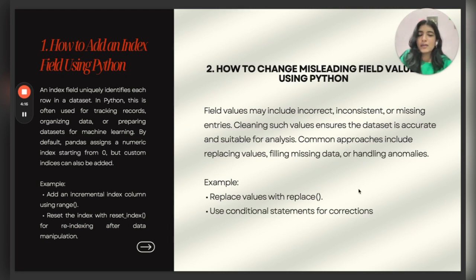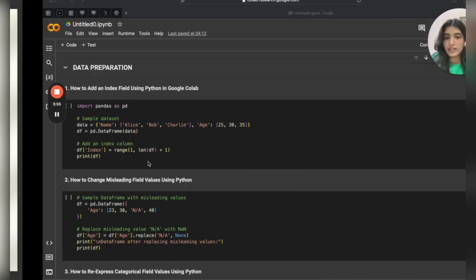Indexing in data preparation is essential for uniquely identifying each row in your datasets. In Python pandas, you can add a custom index or modify the existing one. For example, we can add an incremental index column using range, and we can reset the index with reset_index for reindexing after data manipulation. Let's look at the code.